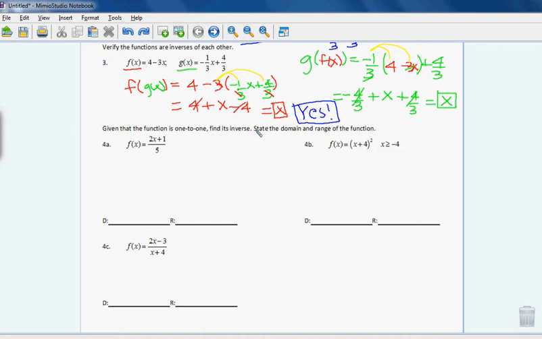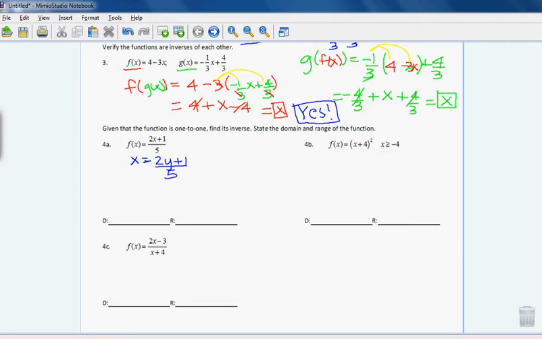These next three, we want to find the inverse of these given functions and then also the domain and range of the given functions. Okay, so we'll find the inverse first. So finding the inverse, we're going to change our x to a y and our f of x to an x. So we'll start with x equals 2y plus 1 all over 5.